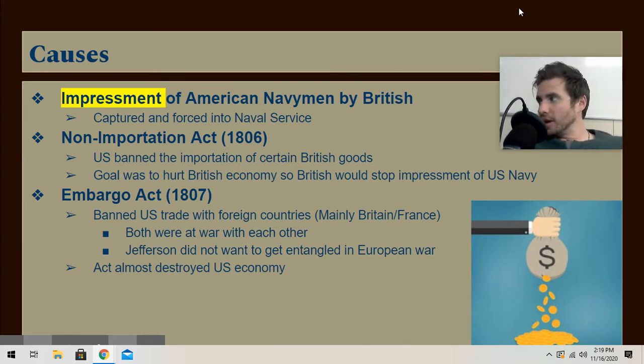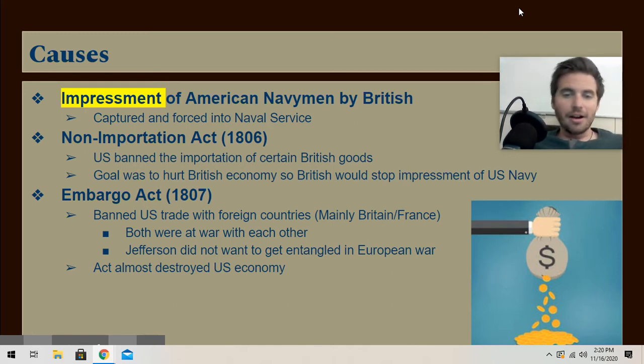What Jefferson was wanting to do is he was wanting America to be self-sufficient, and grow and manufacture and make everything that it needs, but it couldn't. So this act itself almost destroyed the entire U.S. economy. Now, why does he ban U.S. trade mainly with Britain and France? Again, they are our main trade partners.